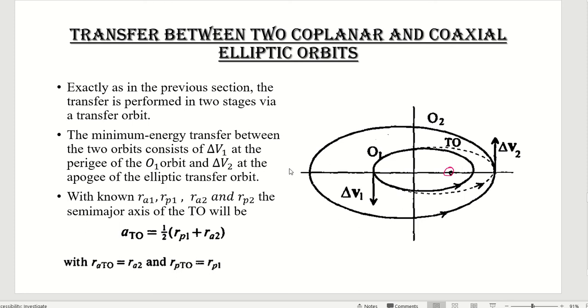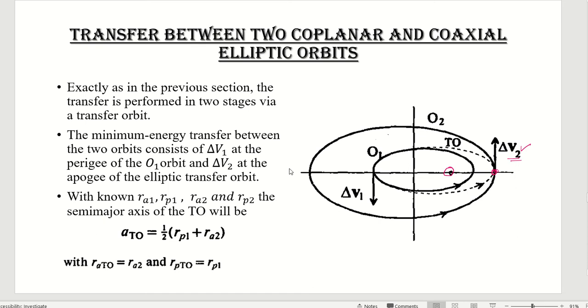The minimum energy transfer between the two orbits consists of delta v1 at the perigee of the initial orbit 1, and delta v2 at the apogee of the transfer orbit. Here we add some delta v1 to the orbital velocity at perigee in order to move to a new transfer orbit. When we reach this point via the transfer orbit, we give another velocity, delta v2, in order to move into the new orbit. Otherwise, if we don't add this, the satellite will continue in the transfer orbit only. If we add this delta v2, the satellite will find a new path, that is orbit O2.